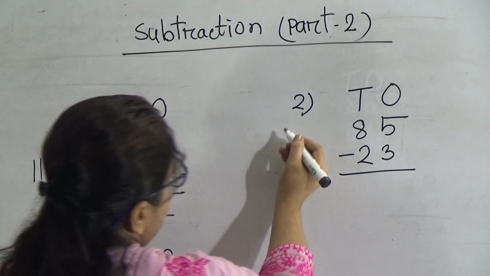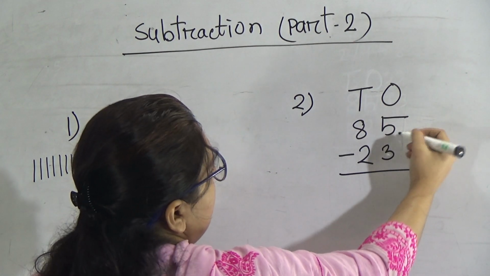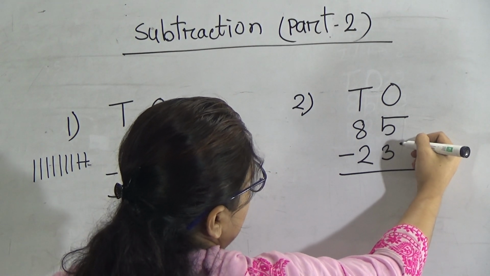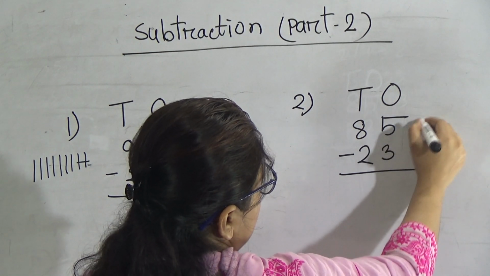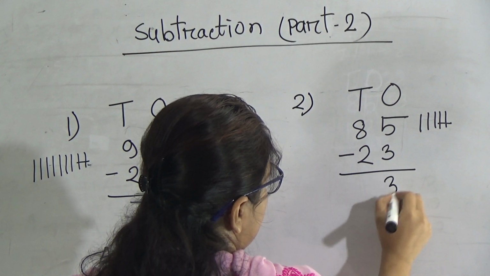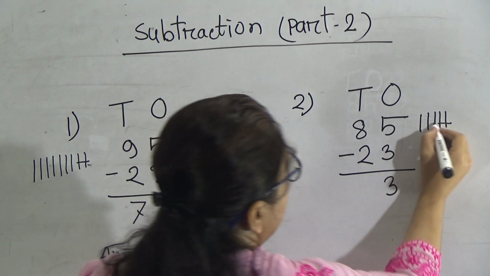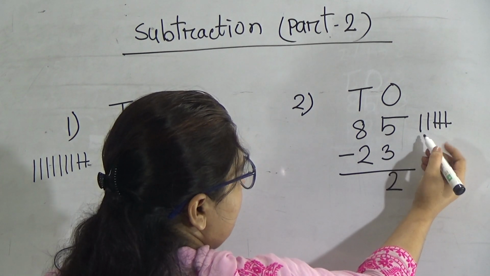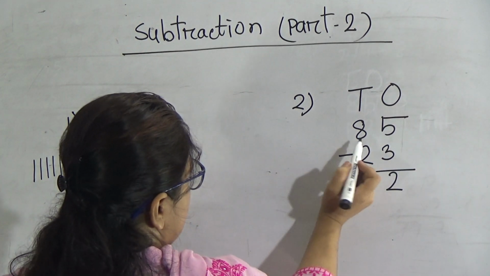Now let's move on. Question number 2. Here are ones place and tens place. You have to find out at first our ones position. Ones position 5 and 3. 1, 2, 3, 4, 5. You cross out 3. Right here 3. How many left? 1, 2. 2 sticks. Here are 8.